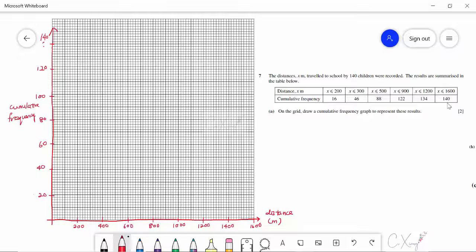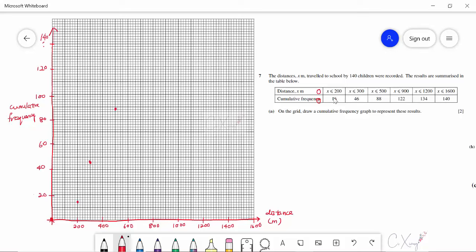All right, so on the graph paper, you plot all the single points here. Of course, the very first point you should start from 0, and also 0 for cumulative frequency. So this is the first one. Then the next point will be 216. So you go to 200 and you measure roughly where's the 16. To me, it should be this point. Then the next point will be 346, so 300, then 46. Then 588. 588 should be this one.